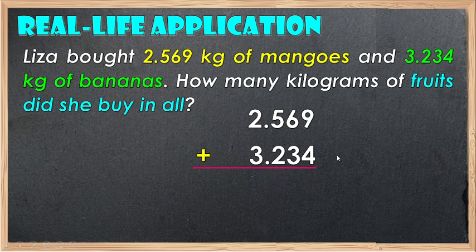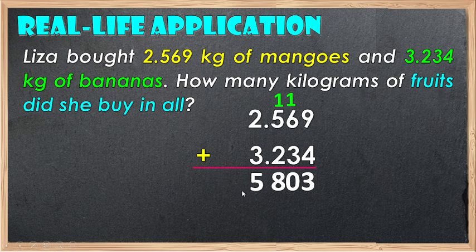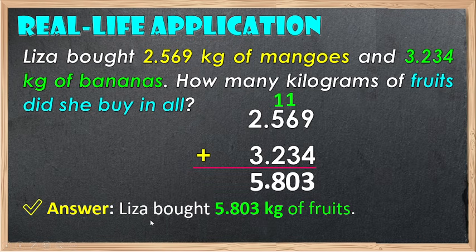Then proceed to addition. 4 plus 9, 13. Regroup 1. Then we have 3 plus 6 plus 1, 10. Regroup 1. And then we have 2 plus 5 plus 1, the answer is 8. Then 3 plus 2, the answer is 5. Then don't forget to place your decimal point. So therefore, the answer is Lisa bought 5 and 803 thousandths kilograms of fruits.